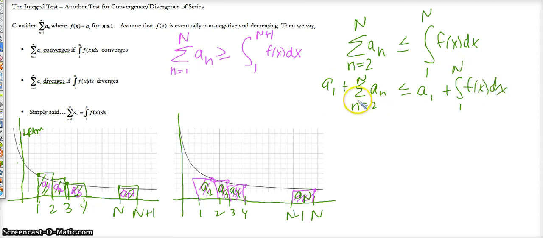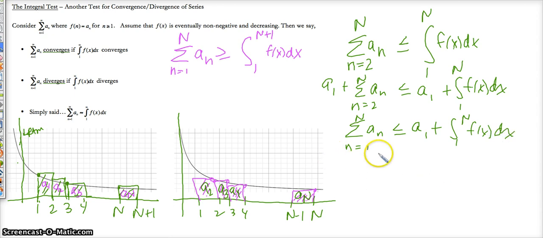Now, if I have a sub 1 here plus this, what I could do is merge this into one big sum and just start it off at 1. So now I know that the sum from n equals 1 to big N of a sub n is less than or equal to a sub 1 plus the integral from 1 to N of f of x dx. Now the beautiful thing is I am going to take this and merge them into one big inequality. I'm going to pause, and I'll see you in a moment.